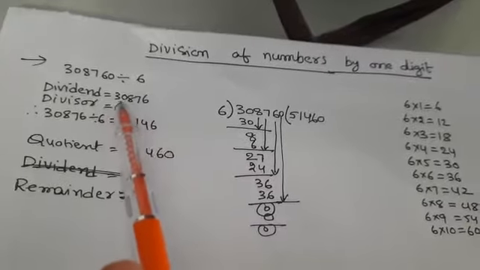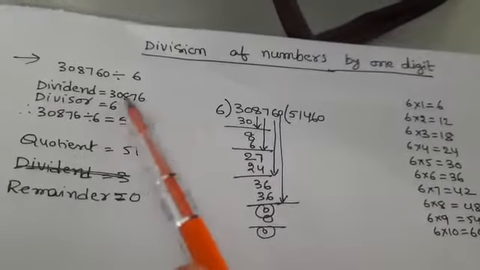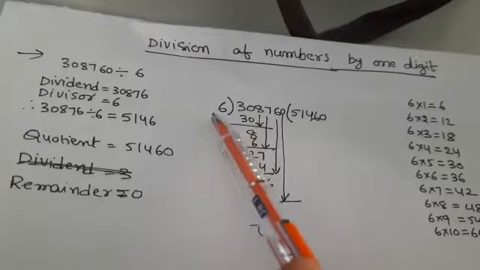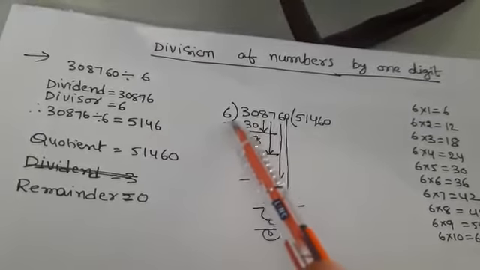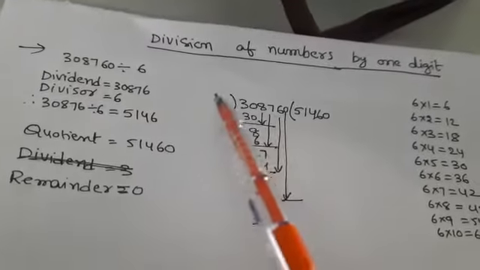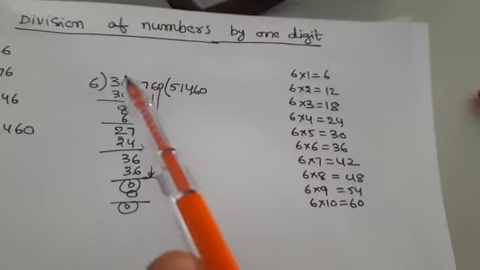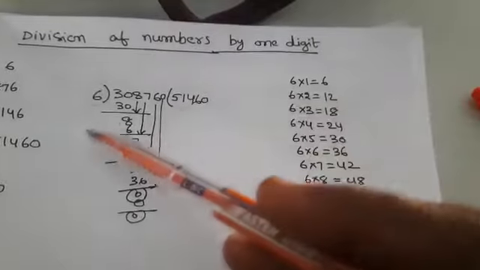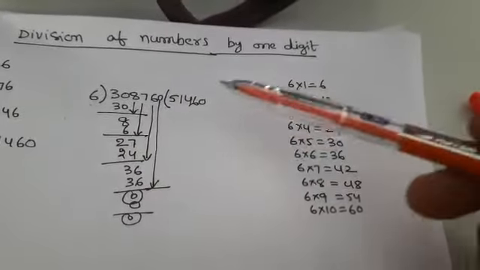And how you have to write it, see here. This 6 is taken as the divisor like this, and this number is taken as the dividend. First of all, you have to read the table here. 6 means you have to read the 6 table.